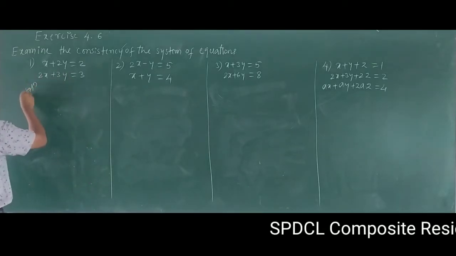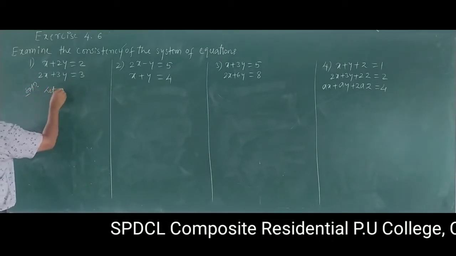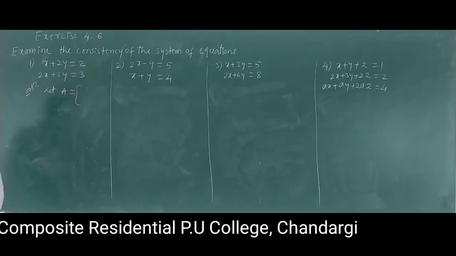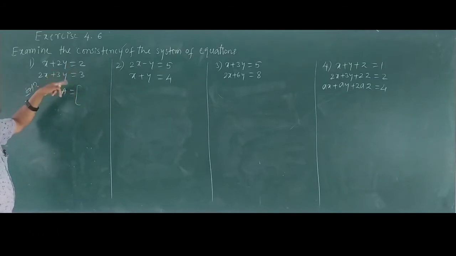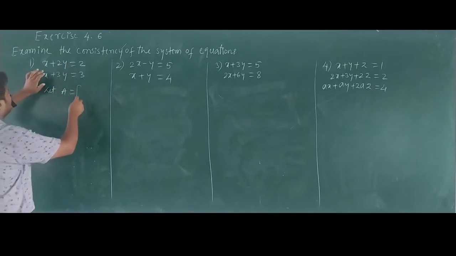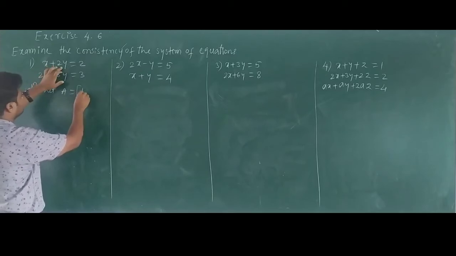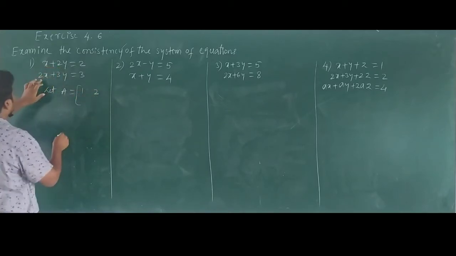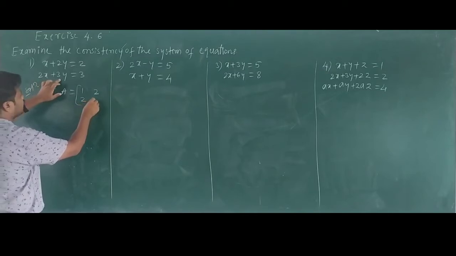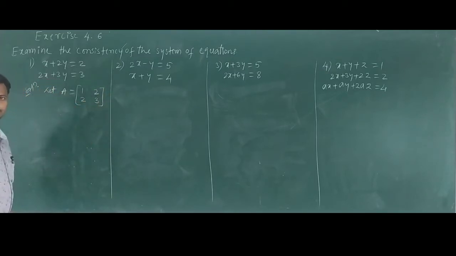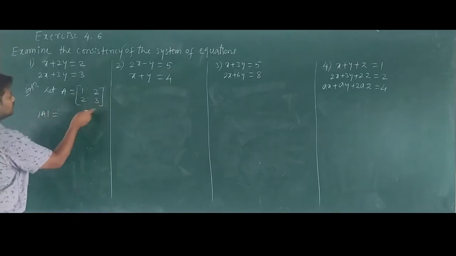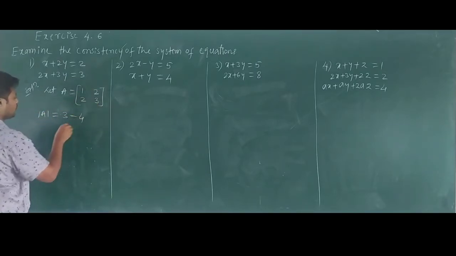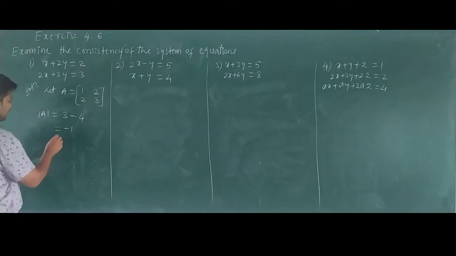Solution. Let A be the matrix containing the coefficients of the variables. We have two variables. In the first equation, the x coefficient is 1 and the y coefficient is 2. In the second equation, the x coefficient is 2 and the y coefficient is 3. This is our matrix A. Let us check the determinant. Determinant of A equals 3 minus 2 into 4, which is minus 1. Determinant of A is not equal to 0.